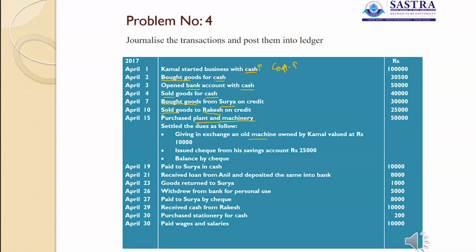Issued check from his savings account. Balance amount paid by check. Then paid to Surya in cash. So cash account and Surya account. Received loan from Anil, deposited the same into bank. So cash account and Anil account, and immediately deposited into bank. So bank account debited, cash account credited. Goods returned to Surya.